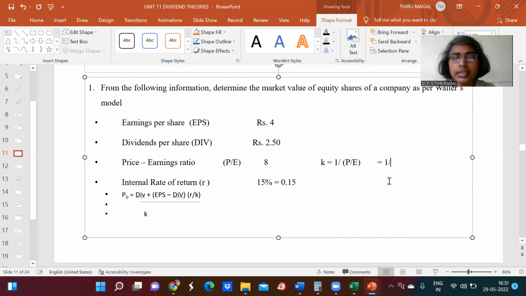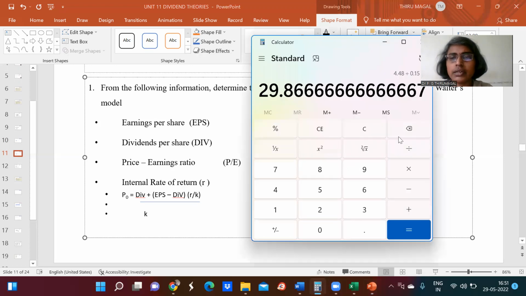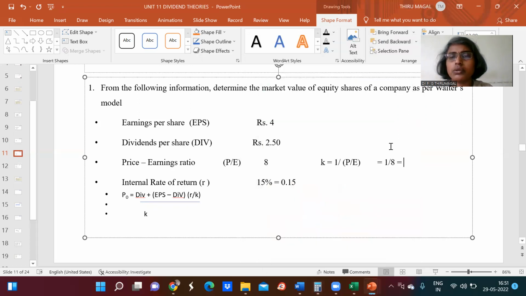1 divided by P/E ratio, which is 8. 1 divided by 8, what is the value? Which means 0.125. So K value is 0.125. That is nothing but 12.5%. So we got K value also. We can substitute in this formula. Dividend is 2.5. Then EPS is 4. Then again dividend is 2.5. R by K: R value is 0.15 and K value is 0.125.